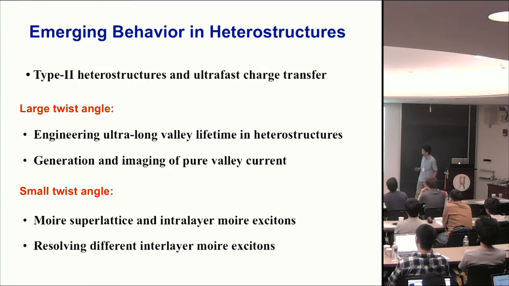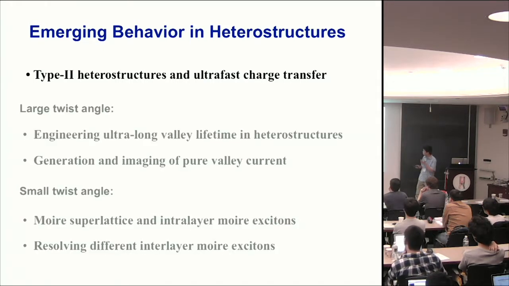And then I will also tell you what happens when we have a small twist angle, where the Moiré physics becomes very important. In that case, we can see the Moiré superlattice leads to a very strong change in exciton transitions, both when you create an exciton inside one layer and when you create an exciton where the electron and hole sit in two different layers.